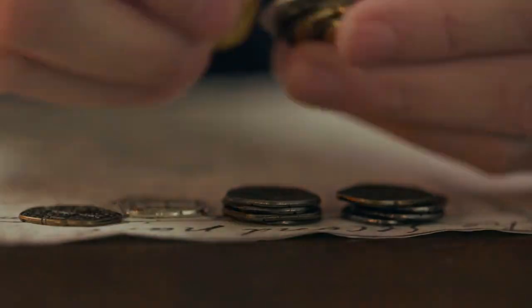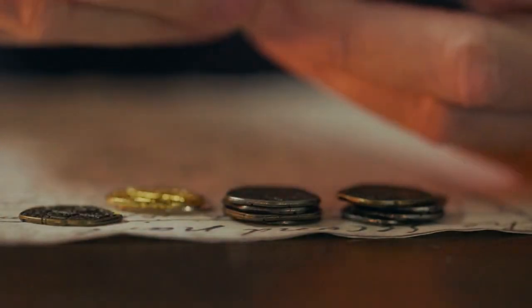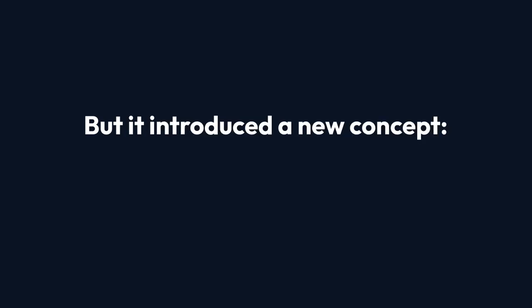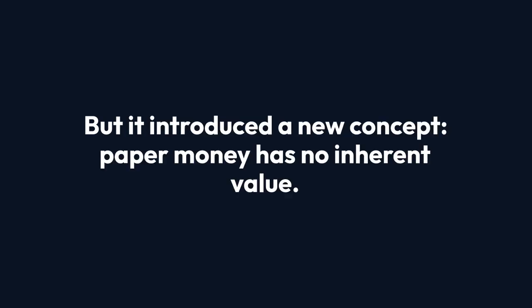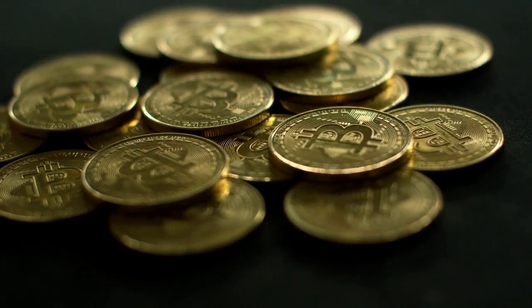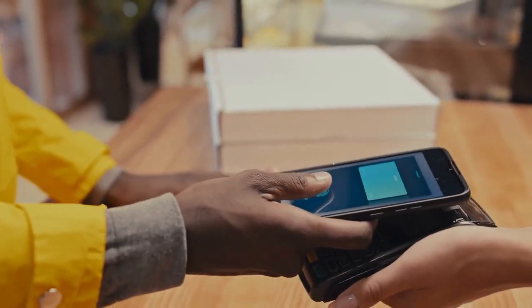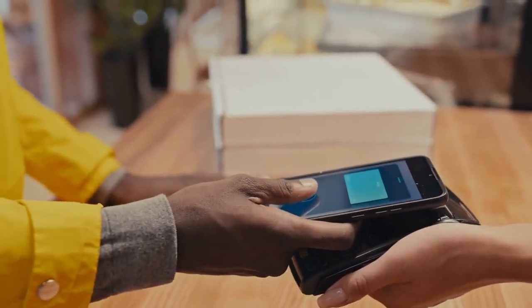Eventually, paper money emerged, a true revolution. Much lighter and easier to carry than metal coins, paper money made trade easier and allowed large sums of money to be created. But it introduced a new concept. Paper money has no inherent value. It depends on people's trust in the government that issues it. This trust is essential for paper money to work and be accepted as a means of payment.